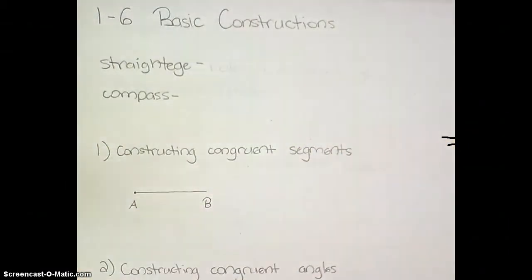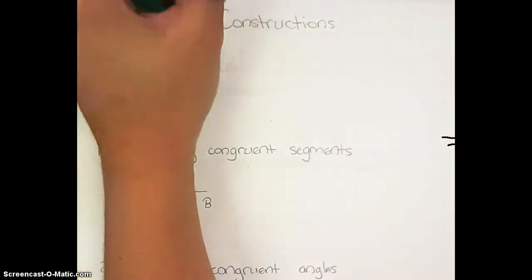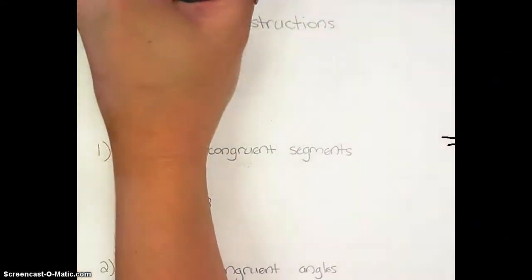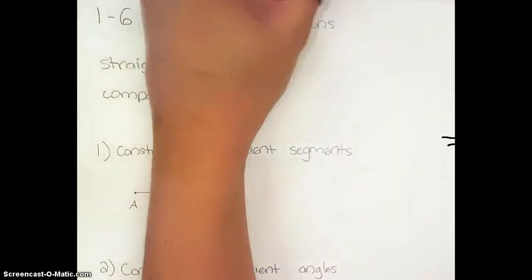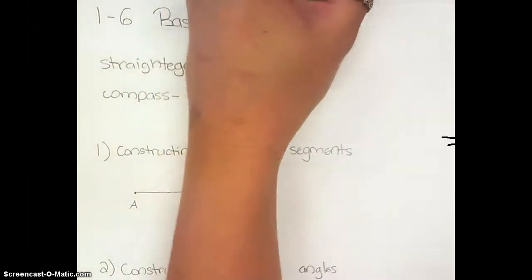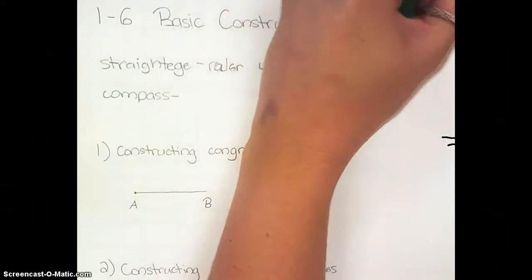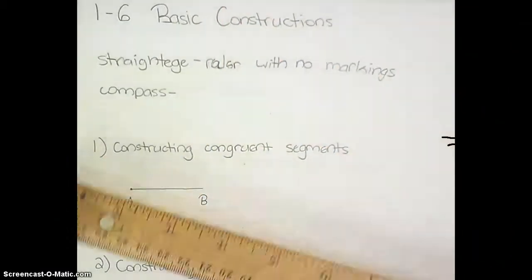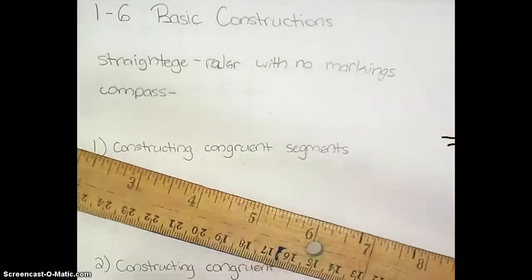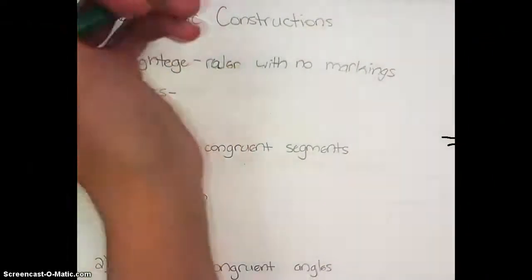All right, so before we start on this, let's just define a few terms. First of all, a straight edge. A straight edge is just a ruler with no markings. So it's okay to use a ruler on this. It's really all right. Just don't use the numbers. And then you're also, like I said, going to need a compass.